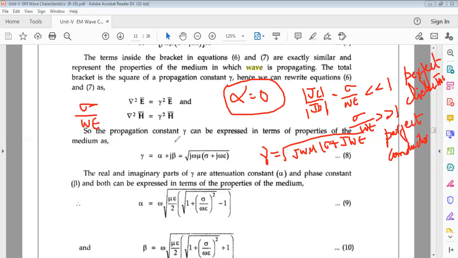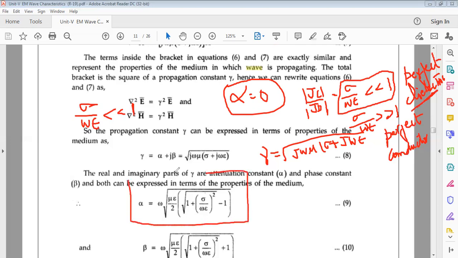When it is lossless, the value of sigma by omega epsilon is very much less than 1. Take this condition, very much less than 1. It's a perfect dielectric. Okay, less than 1 means, see here the alpha is equal to... Listen carefully, my dear students. The alpha is given by the equation we got from gamma is equal to alpha plus j beta. Alpha is the real part and beta is the imaginary coefficient.